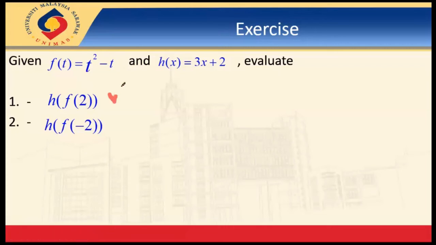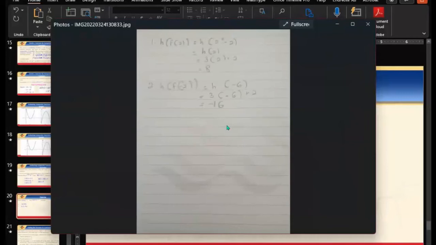That is h of f of 2. First, f of 2. We know f of t, so replace each t by 2. Do you want to try? Yes, sir. Okay, then I will create a quick link, and maybe you can upload to the same one. f of 2 is 2 square minus 2, and this will become 2, and now 3 of 2 plus 2 is 8. Yeah, okay, this is correct.